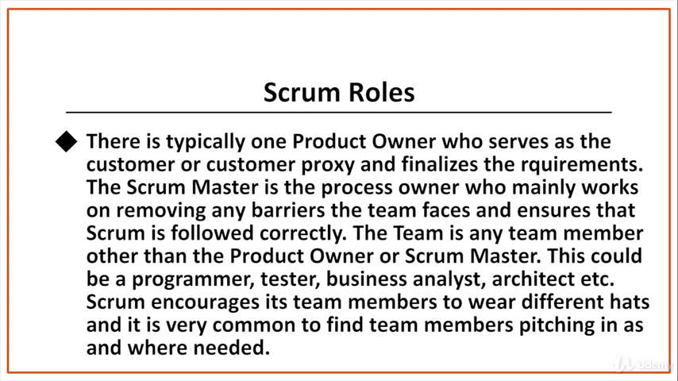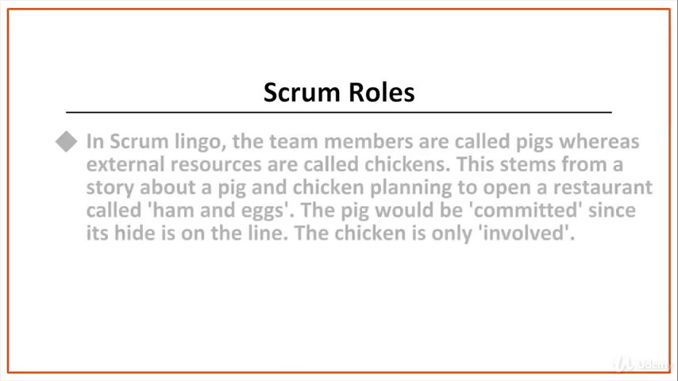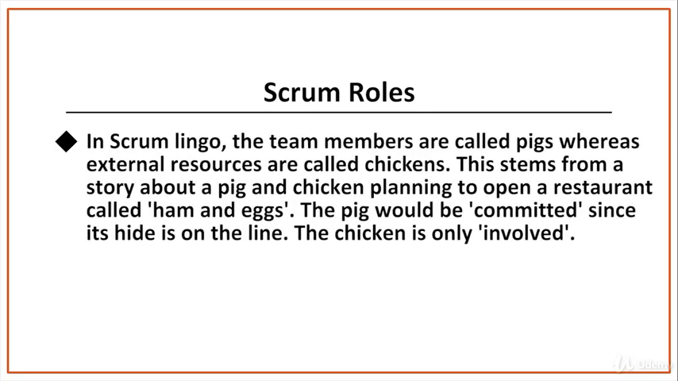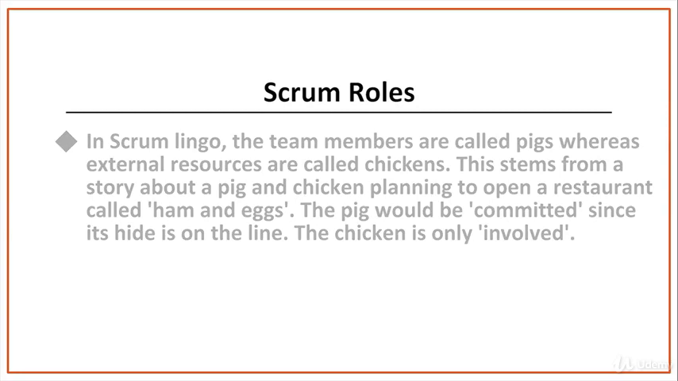Scrum encourages its team members to wear different hats, and it's very common to find team members pitching in as and where needed. In Scrum lingo, the team members are called pigs, whereas external resources are called chickens. This stems from a story about a pig and a chicken planning to open a restaurant called Ham and Eggs. The pig would be committed since its hide is on the line. The chicken is only involved.